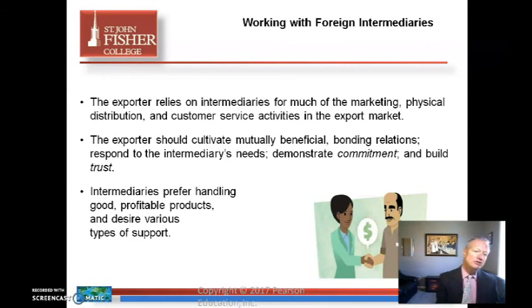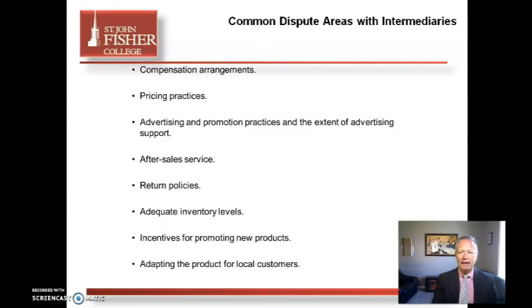So the company should suggest pricing. They should suggest ways of promotion. But really, it should be handled with the foreign intermediaries. Oftentimes, though, it is not a marriage made in heaven. These are the disputes. Pricing practices are the big ones.